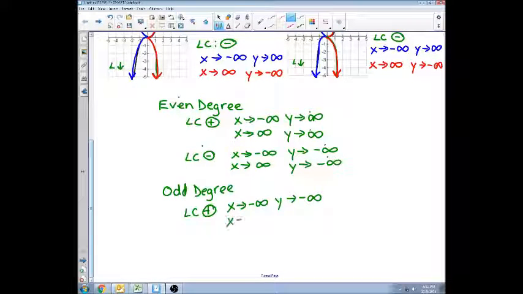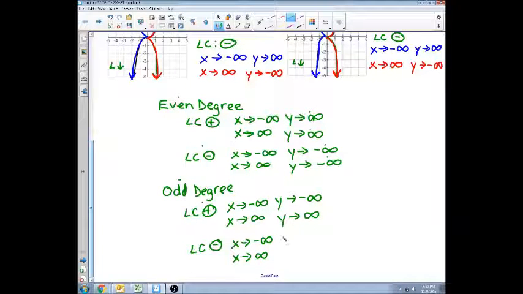And as x approaches positive infinity, my y's approach positive infinity. Okay? That's with an odd degree and a positive leading coefficient. What if I had a leading coefficient that was negative? Well, your y's would just switch then. My x's always stay exactly the same. The sooner you figure that out, the better off you'll be. But my y's, because my leading coefficient switched, my y's will also switch.